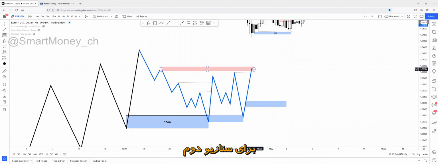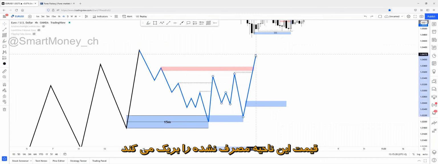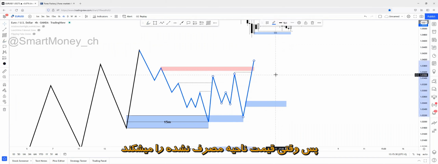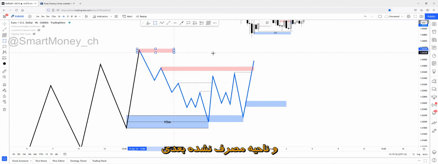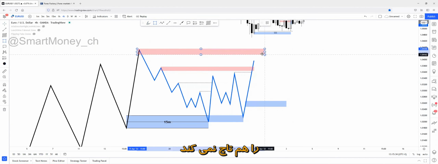Let's see the second scenario, where price breaks above this unmitigated zone. So if price breaks above this unmitigated zone and the next unmitigated zone has not been tapped yet, then what can you do? And this is the swing high right here. This is the 15-minute swing high, because as you can see, these are the swing points. This is swing low, swing high, swing low, swing high, swing low, swing high. So this is a strong swing high point.